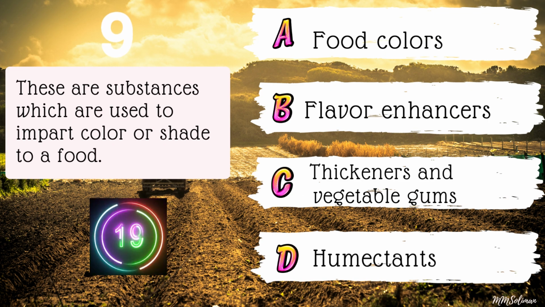Number 9. These are substances which are used to impart color or shade to a food. A. Food colors. B. Flavor enhancers. C. Thickeners and vegetable gums. D. Humectants.